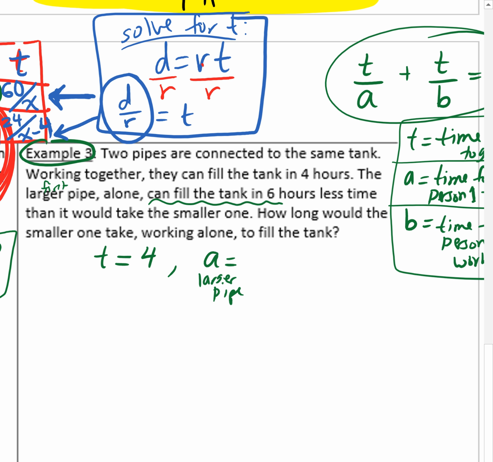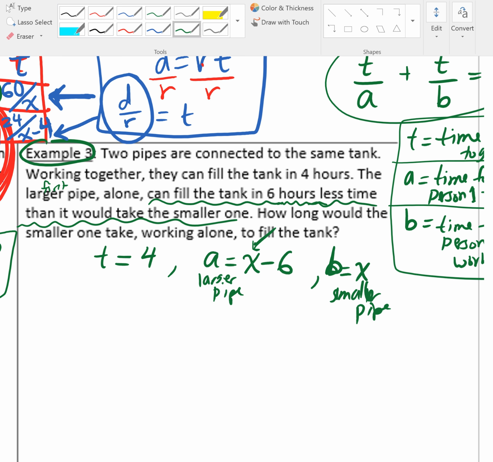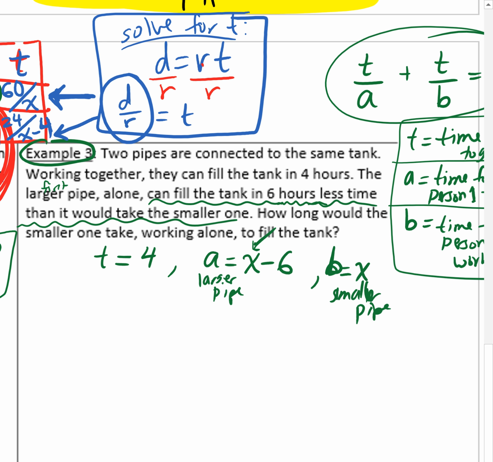It can fill the tank in, I was all excited thinking it was 6, but no, it's 6 hours less time than it would take the smaller one. Well, if they're referencing the smaller one when they talk about the larger one, let's say the smaller pipe takes X hours. Since A takes 6 hours less than that, it would be X, the time it takes the smaller pipe, minus 6. Or you could have just left B as B and written this as B minus 6. It's up to you, but we're so used to using X that it makes more sense to me when I use X.